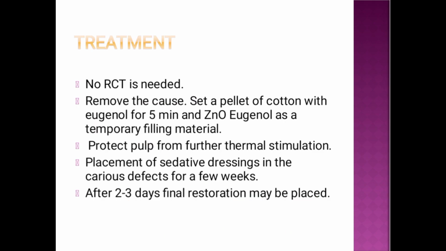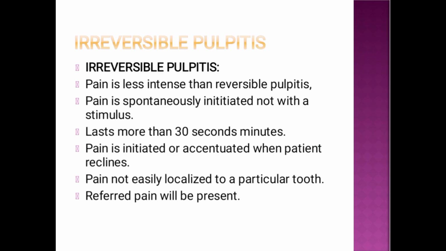Treatment: no RCT is needed. If it is irreversible, you have to do it, but in reversible, you don't. You just do the filling and remove the cause, place a pellet of cotton with eugenol for 5 minutes, or zinc oxide eugenol as a temporary filling. Protect the pulp from further thermal stimulation. Place a sedative dressing in the carious defect for a week, and after 2 to 3 days you will do the final restoration.